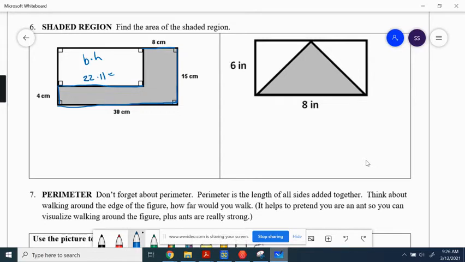Pretty similar for this next one. You can look at this whole rectangle, just do base times height, so 6 times 8. And then we have a triangle in the middle. So what's the height here? You guys should be able to figure this one out.